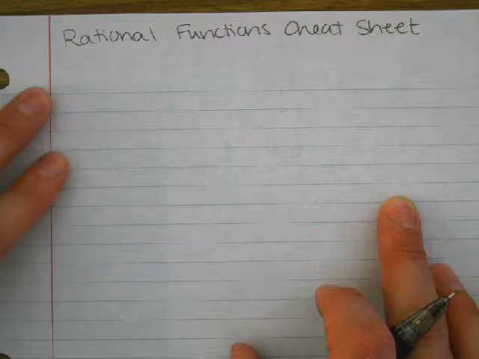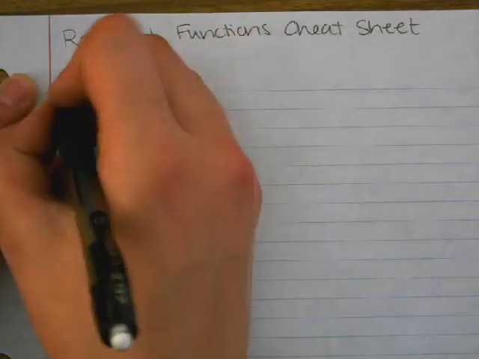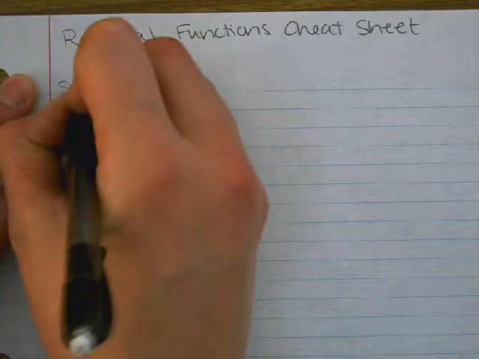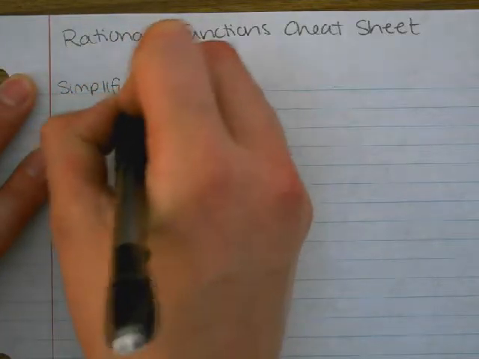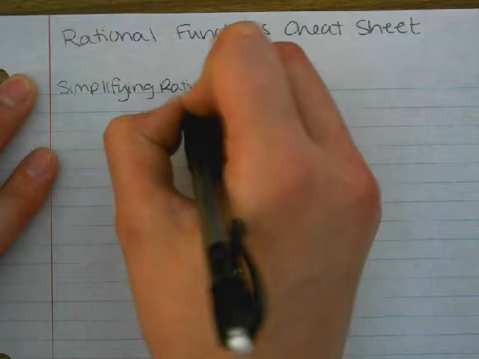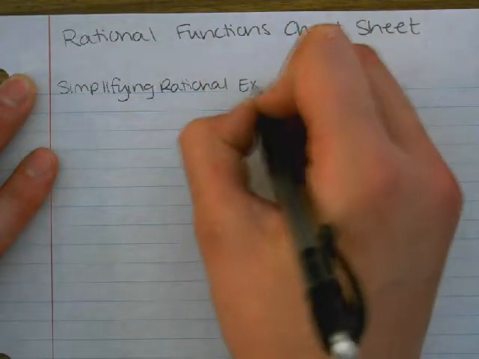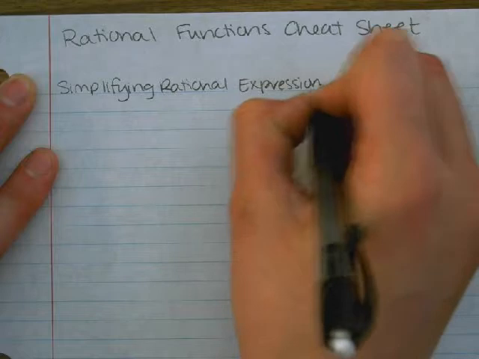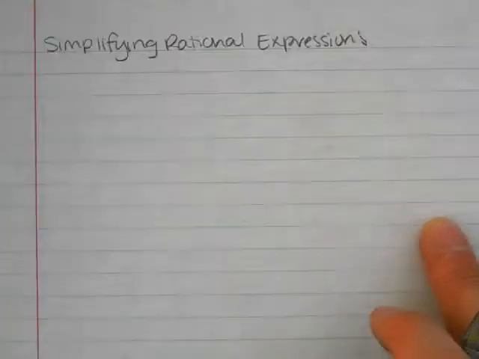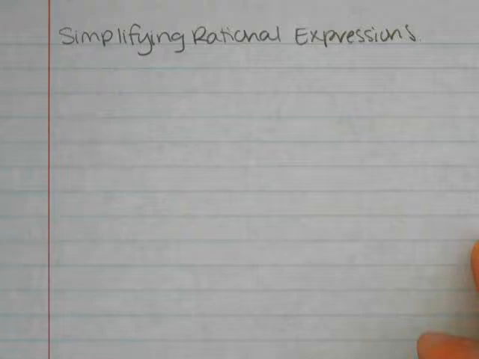Alright, so the first thing that we did this unit is we simplified rational expressions. So that I can get my hand out of the way so you can see it. Okay, so simplifying rational expressions, that's the very first thing that we did. And there were basically 3 important things we needed to take away from that day.